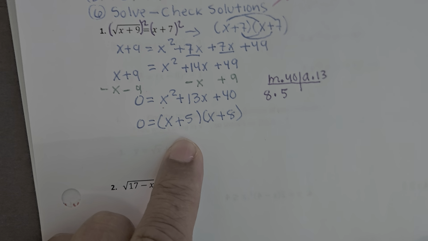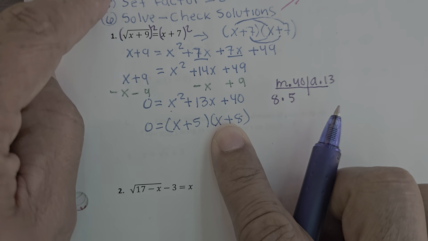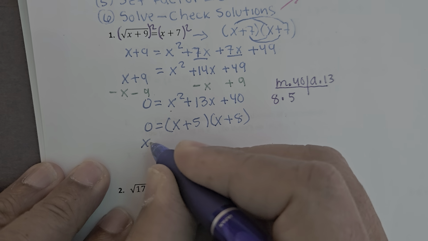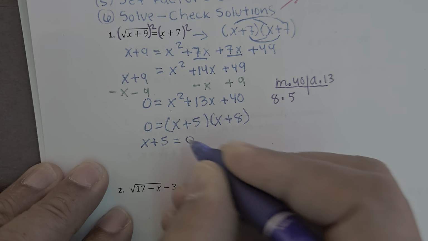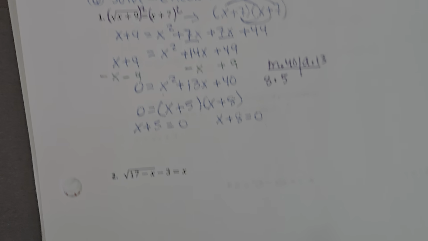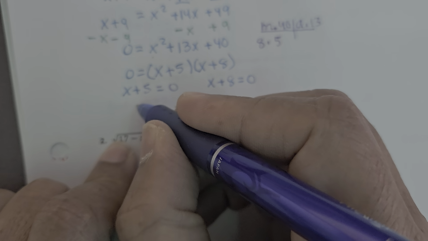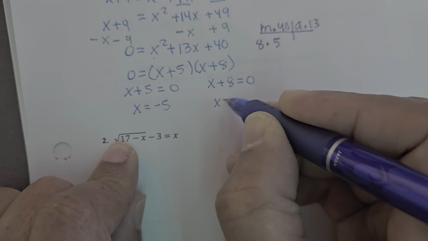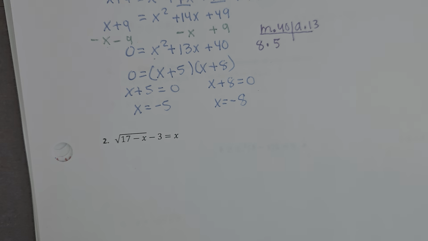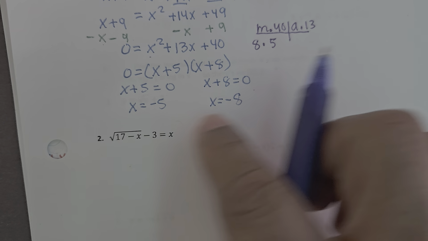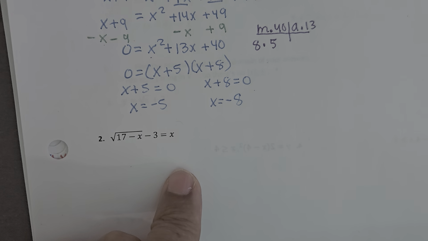So from here, what you do is you set each factor equal to 0. Okay, so we're in step 5 now. So I have x plus 5 equals 0 and x plus 8 equals 0. When you solve, you just subtract the 5, which means for this one x equals negative 5, and for this one x equals negative 8. But notice that I'm not going to box in my answers because I'm going to check. Okay, I'm going to check to see if any of these two solutions or both solutions are extraneous.